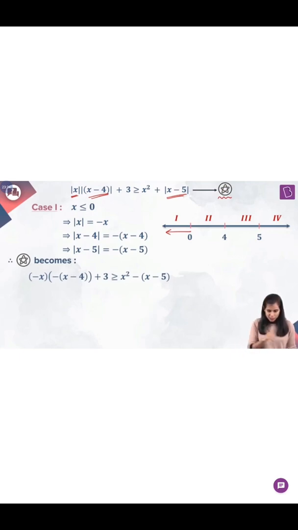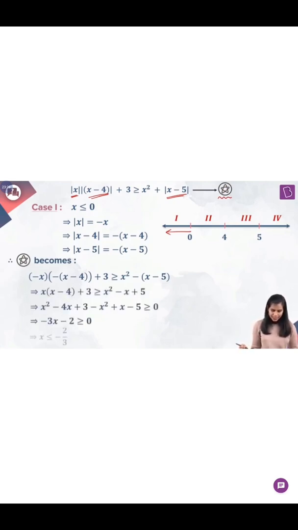Vertical bars you are able to get, right? So this is an algebraic inequality, very easy to solve. Simplify. What do you get? That x is less than or equal to minus 2 by 3.